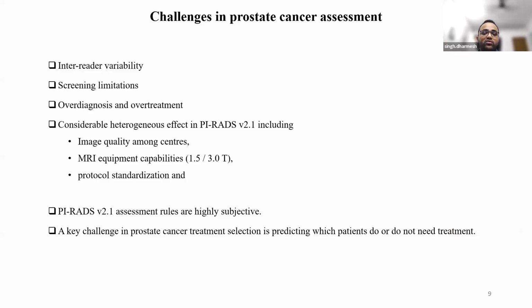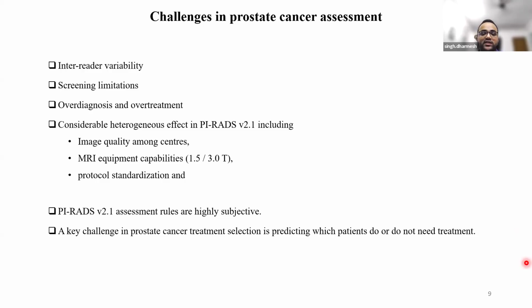Third, PI-RADS version 2.0 scores suffer from some heterogeneity. For example, image quality differs between centers and between different MRIs, like 1.5 Tesla or 3 Tesla, and protocol standardization is not always followed in clinical practice. And perhaps most importantly, the interpretation is highly subjective in nature. So PI-RADS version 2 is highly subjective. AI in this case becomes more objective and provides decision support as a tool, which makes decisions much easier for the radiologist.